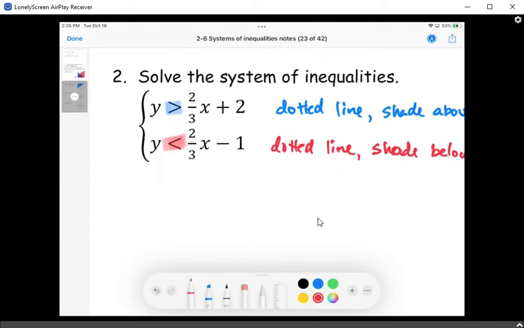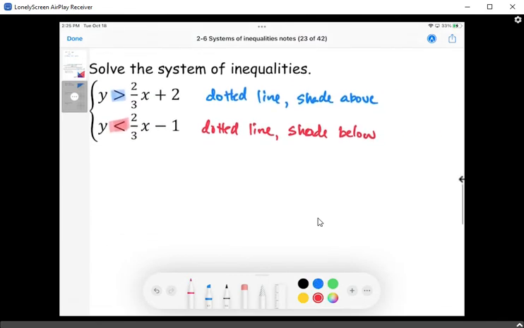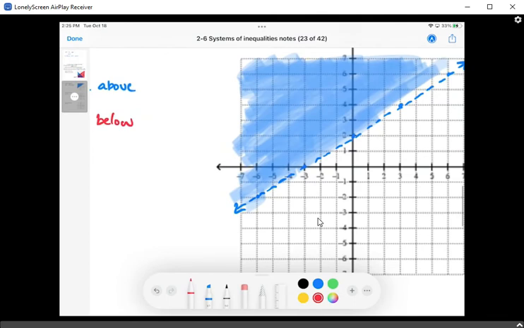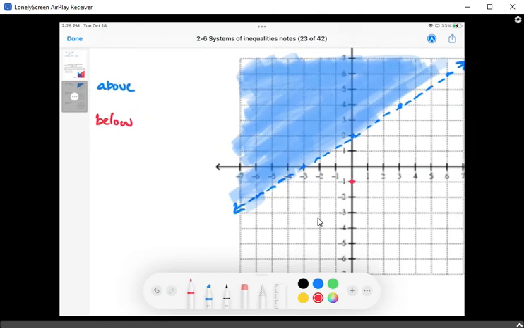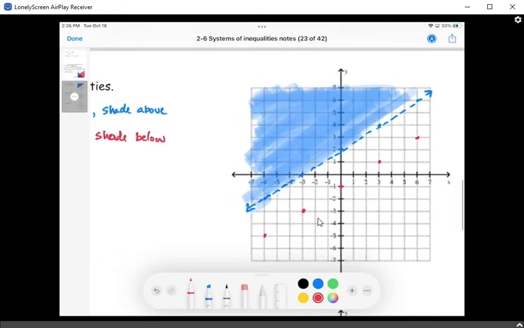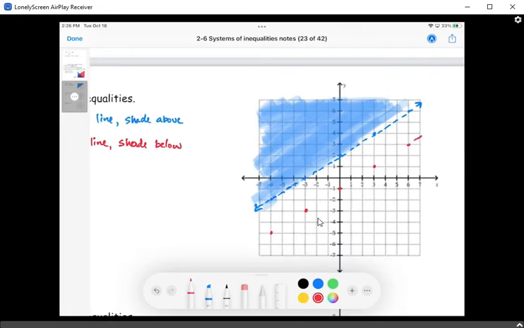Our other inequality, the line starts at -1. Our y-intercept is -1. And we've got a slope of 2/3, so I'm going up 2 and over 3, just like I did on the previous one. Up 2 and over 3, or down 2 and to the left 3. This is another dotted line. So you can see I'm just breaking it up as I go down here. And this time we are shading down below.